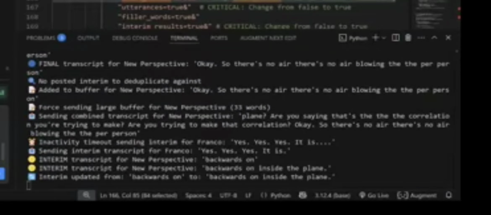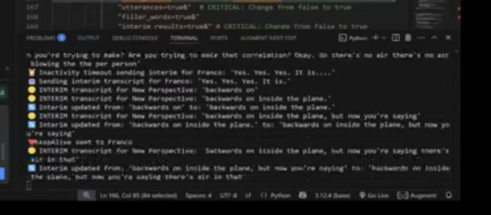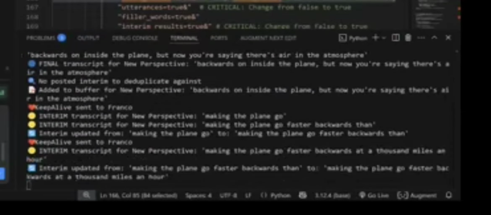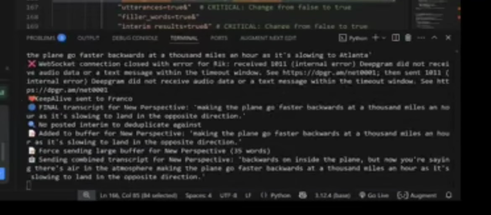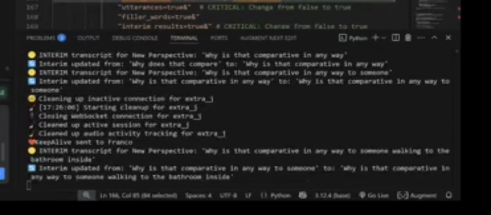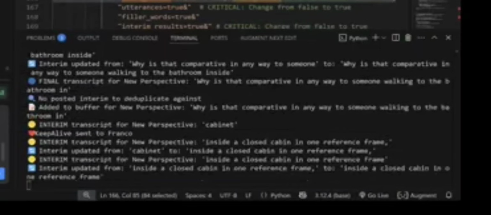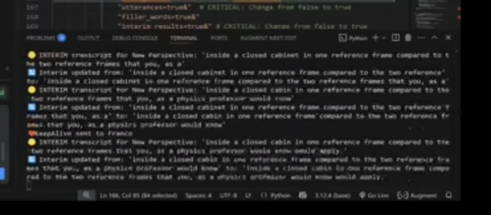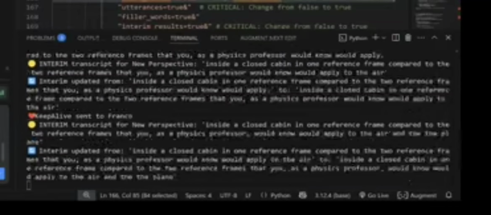But now you're saying there's air in the atmosphere making the plane go faster backwards at 1,000 miles an hour as it's slowing to land in the opposite direction. Why is that comparable in any way to someone walking to the bathroom inside a closed cabin in one reference frame, compared to the two reference frames that you, as a physics professor, would know would apply to the air and the plane and the earth all moving at different rates?